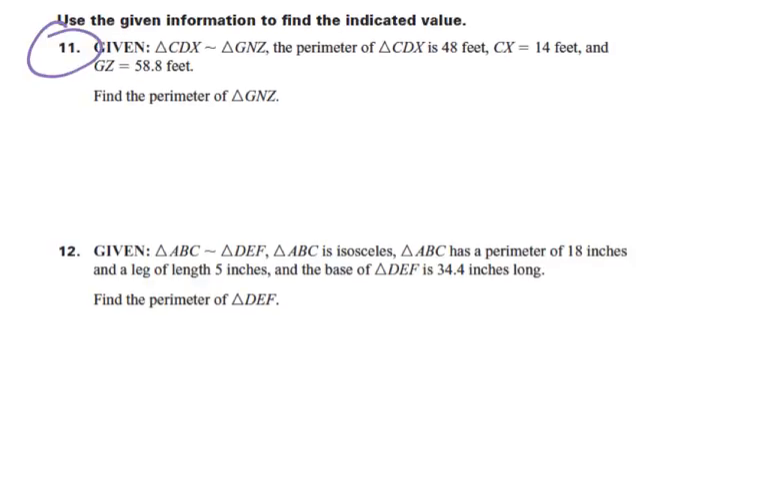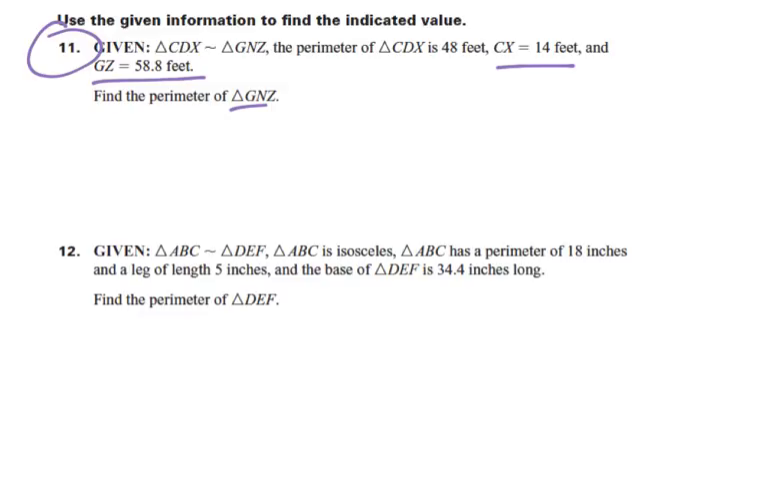Looking at number 11, given triangle CDX is similar to triangle GNZ, the perimeter of CDX is 48 feet, the length of segment CX is 14, and the length of segment GZ is 58.8 feet. Find the perimeter of triangle GNZ.